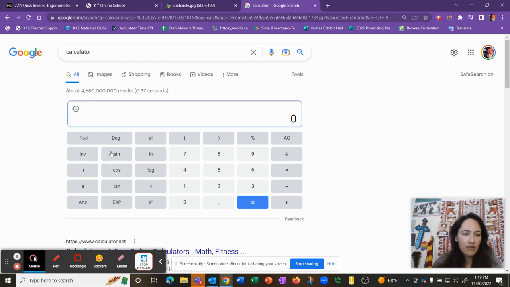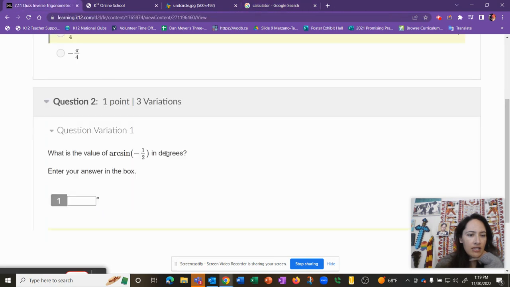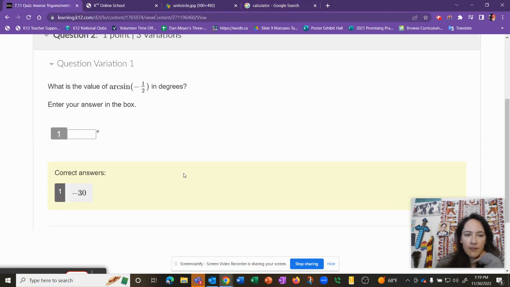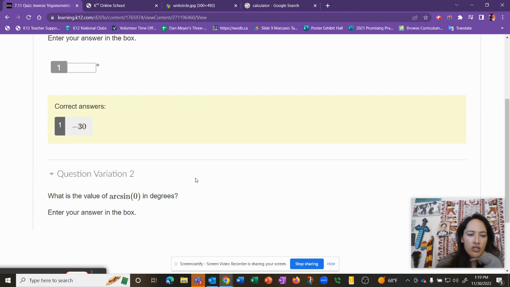I want it to be in degrees. I hit inverse sine of negative 1 divided by 2. Negative 1/2 is negative 30 degrees. Let's see. Perfect. Let's look at question 2.